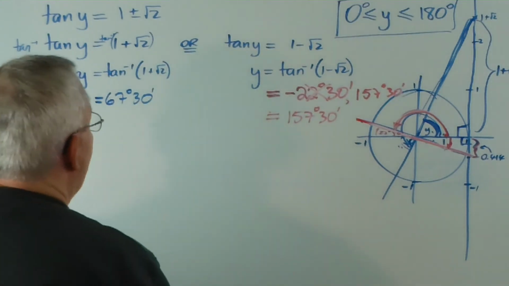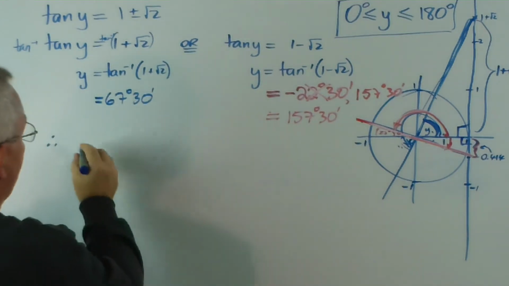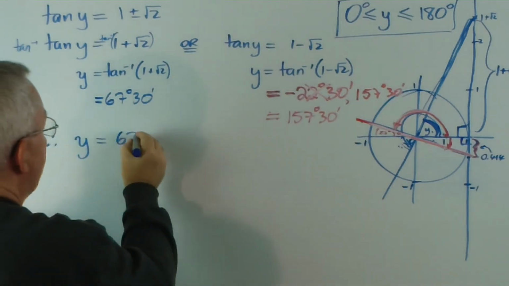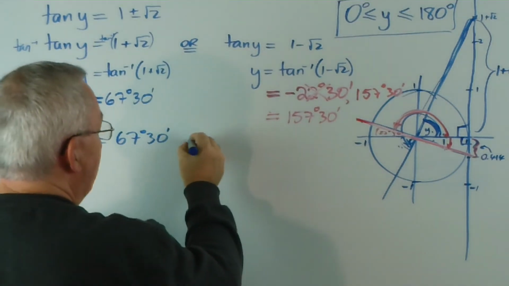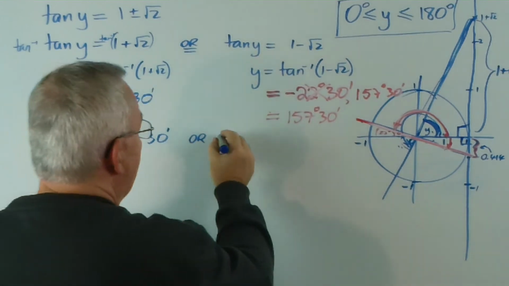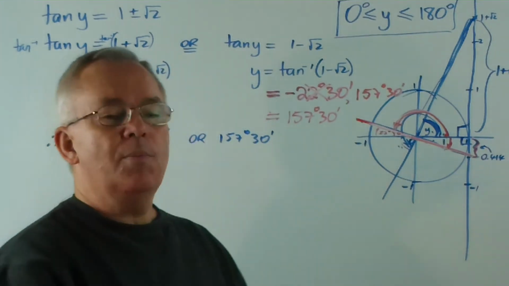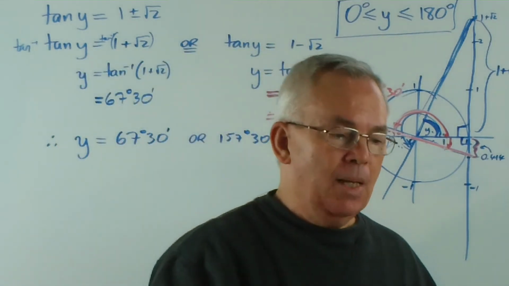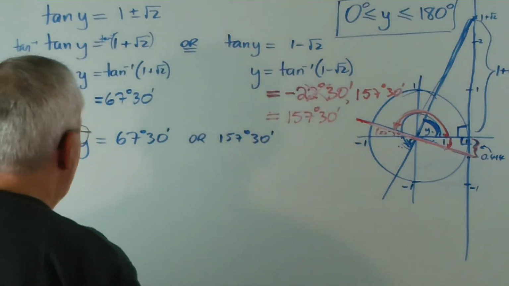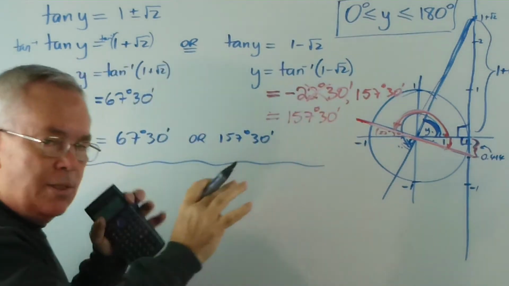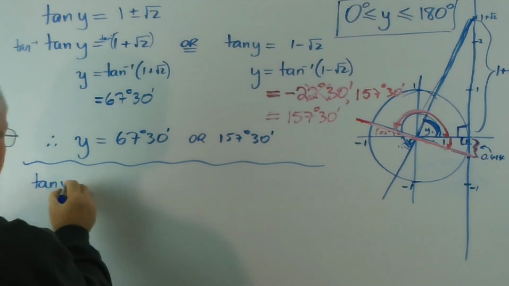And putting it together, we would say, therefore, this was quite a long problem. Y would equal 67 degrees 30 minutes. That's one answer. Or, you can write the word or you can just use a comma, 157 degrees 30 minutes. Now at this point you might be tempted to stop, but I would encourage you just to, let's draw a line. We've got our answers, but why not check that we're right? It shouldn't take long, not with a calculator.